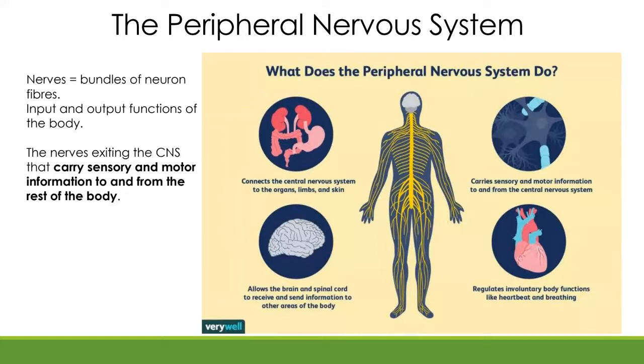So if we look at the picture that's there, what kind of things does our peripheral nervous system do? All of those bundles of nerves, all bound together as nerve fibers, what do they do? The peripheral nervous system connects the central nervous system to our organs, limbs, and skin. So the brain and our spinal cord, our brain is at the top, our spinal cord runs down the middle. The peripheral nervous system is what comes out of that and connects our brain and our spinal cord to all of our organs and our limbs and our skin.